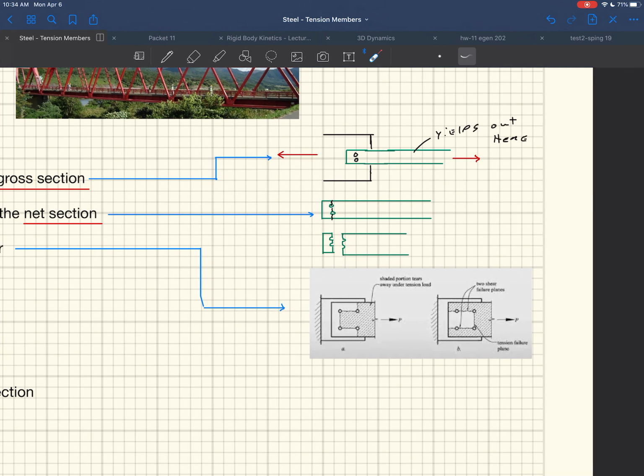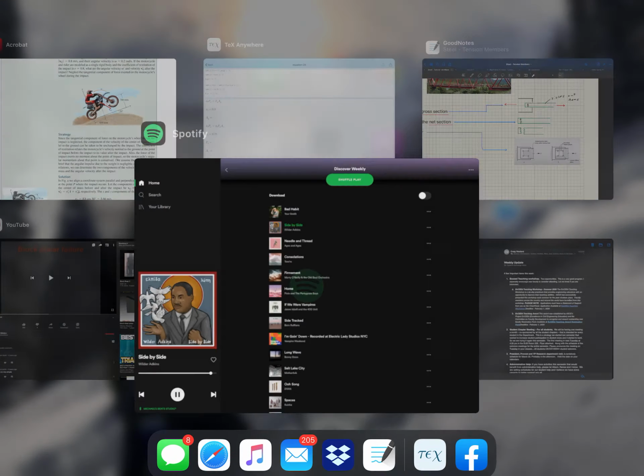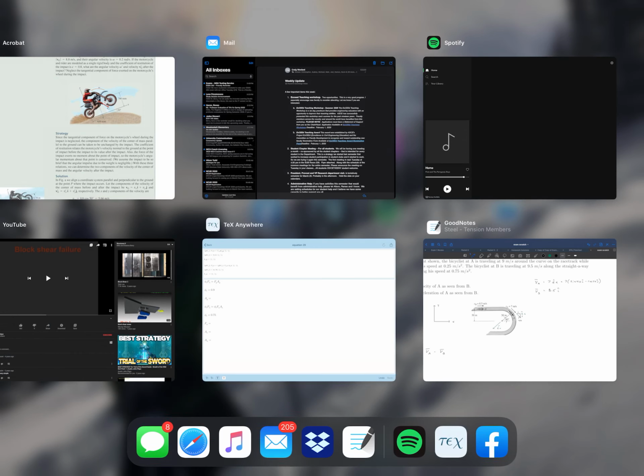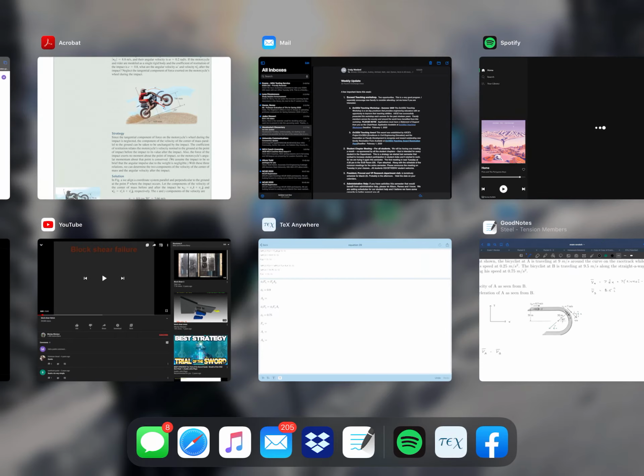Okay, another thing, just to picture what's happening there. That's not YouTube. Where's YouTube? All right, here's YouTube. Here's a picture of what block shear would look like. Sometimes students have difficulty imagining what's happening there.